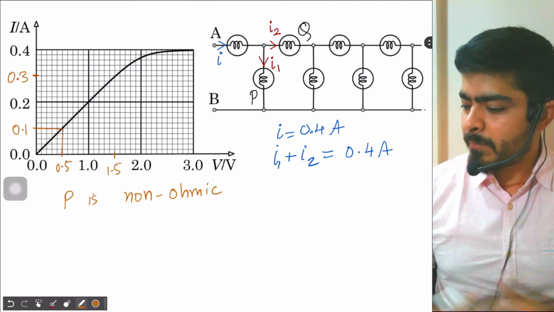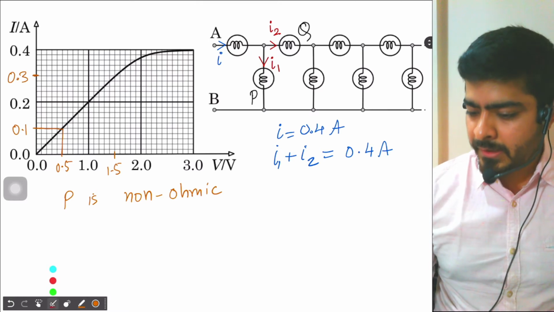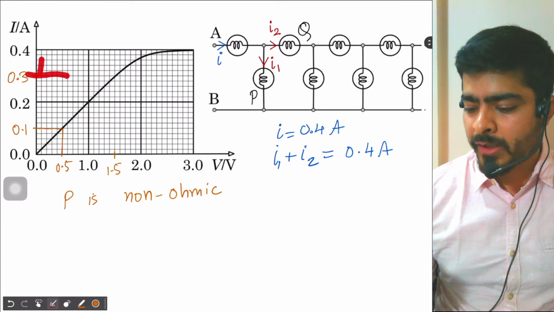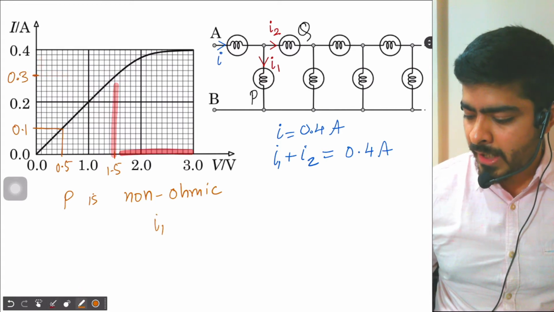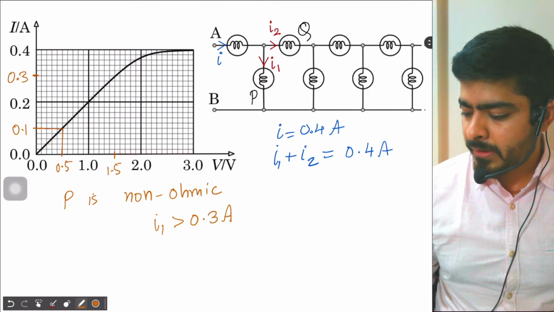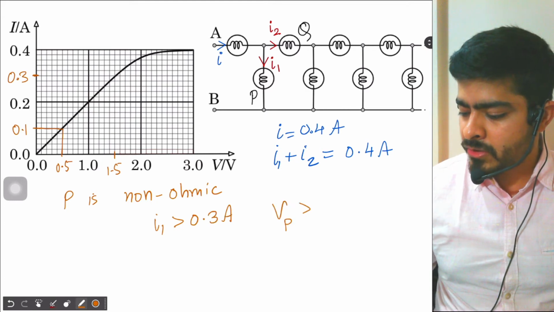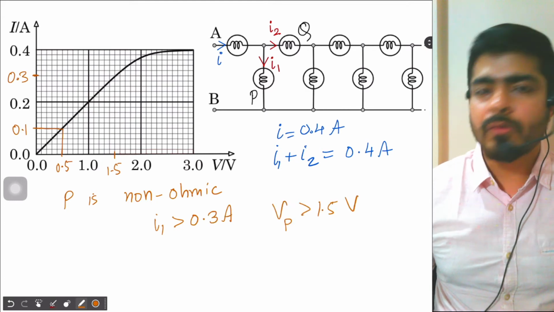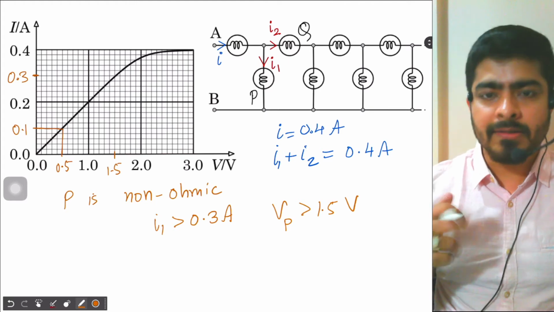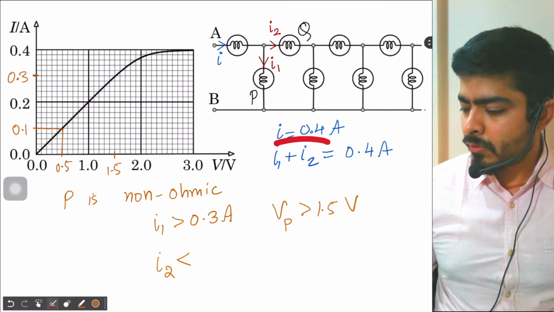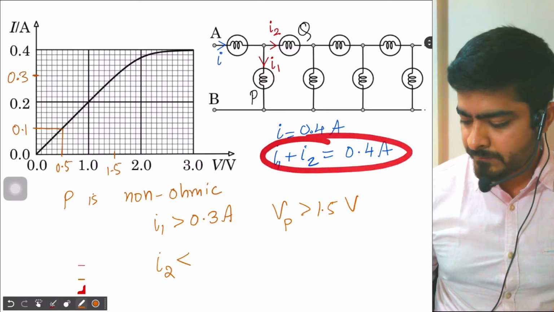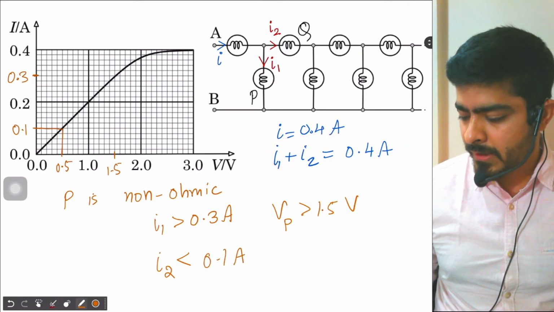Okay. If P is non-ohmic, then current in P should be more than 0.3 and voltage in P should be more than 1.5. So let's write down I1 will be more than 0.3 ampere and voltage across P should be more than 1.5 volts. Now in that case your I2 will be what? So I2 will be 0.4 minus I1. So that will be less than 0.1 ampere.